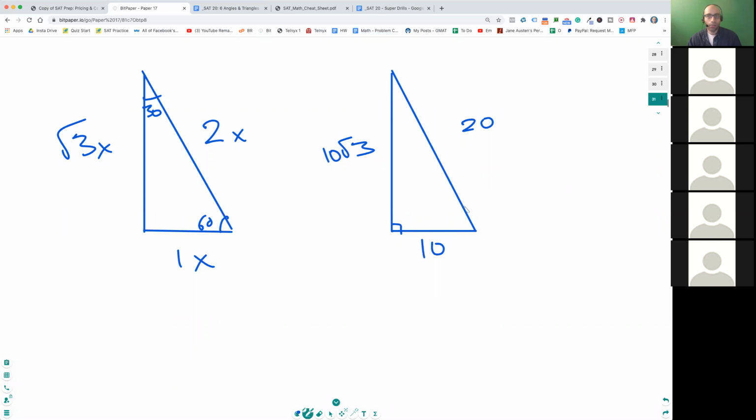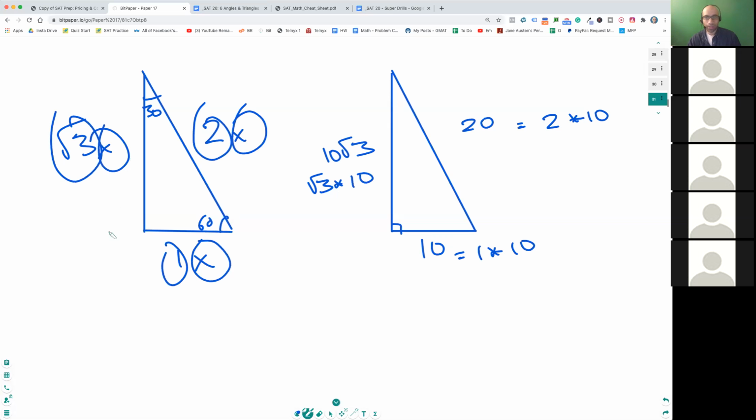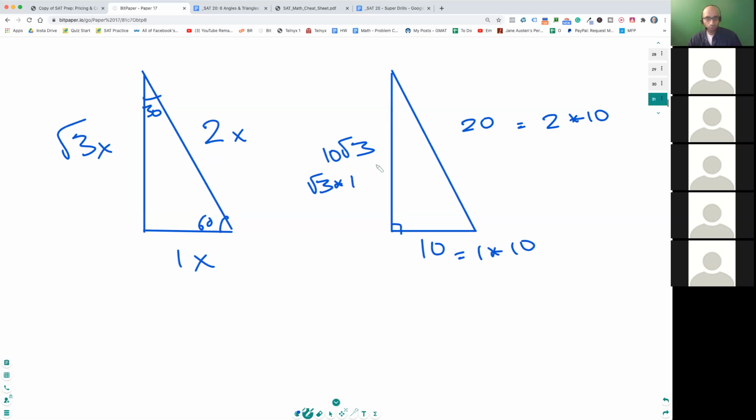Okay. All right. So 10 root 3. Hopefully this is making sense to you guys. What's going on, right? As soon as you see 20, you can think about it as 2 times 10. And this 10 is 1 times 10. And then this is square root of 3 times 10. That's why we've got 2 times 10, 1 times 10 and square root of 3 times 10. If this is difficult, watch the video, and if it's still difficult, email me and then we can talk about it a little bit more.